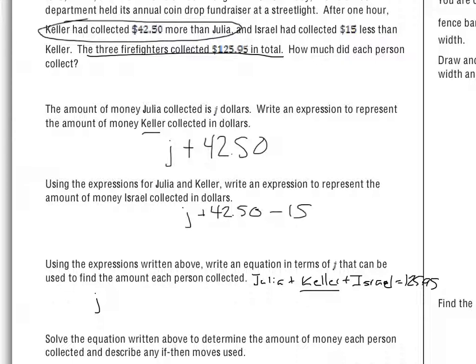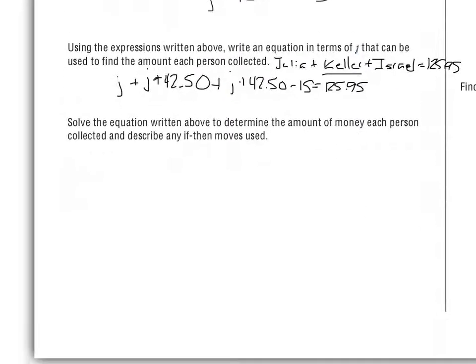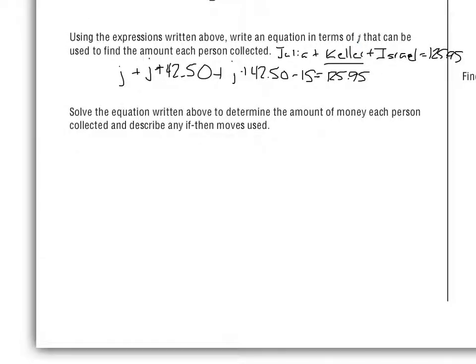And we said Keller, that's this expression that we wrote right here, is J plus $42.50. And Israel is this expression, J plus $42.50 minus 15. And all of this, the total, when I add all of them together, is $125.95. So there's our equation. Go ahead and solve this equation. In order to do that, you're clearly going to have to do some simplifying of this equation before you start doing some solving.